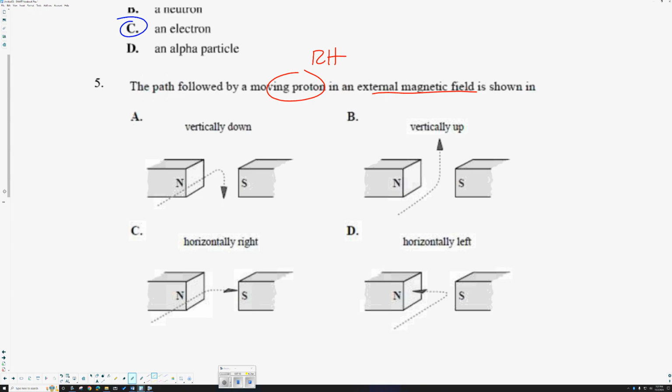So right thumb into the page, fingers from north to south. My palm is going to point downward. So the magnetic force is downward. A is going to be our correct answer there.